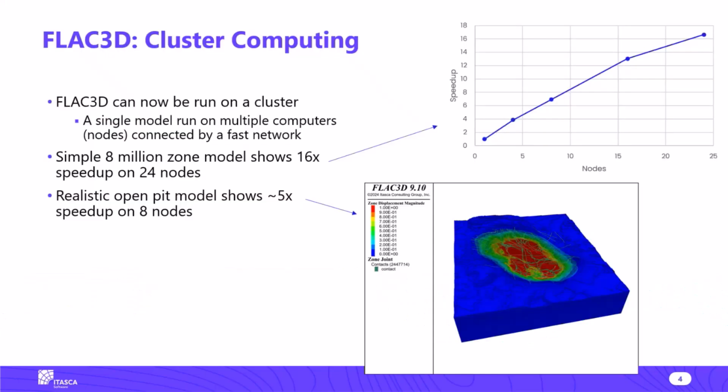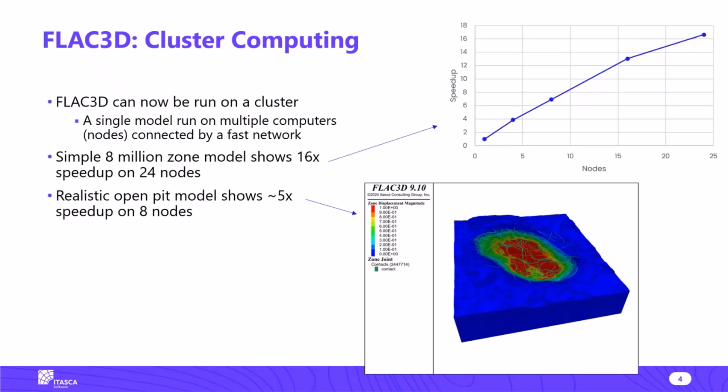One of the major new things is cluster computing. This is something we've been working on for a long time, and we're finally making it available to people. What this is, is the ability to take a FLAC 3D model and divide it up onto multiple computers and have each one of those computers do its own calculation, and yet have communication between them. So essentially you have one giant model being run on many computers, and it allows you to run the whole thing a lot faster.